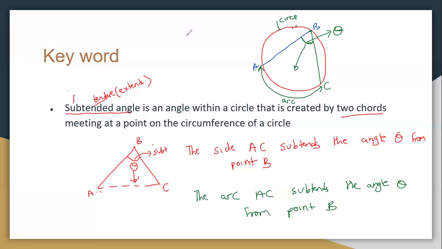Whenever you hear the word subtends, it means that two chords are meeting and there is an angle being formed. But now your task is always to find out what forms that particular angle. Kindly let me know through the chat. Are we okay with that?